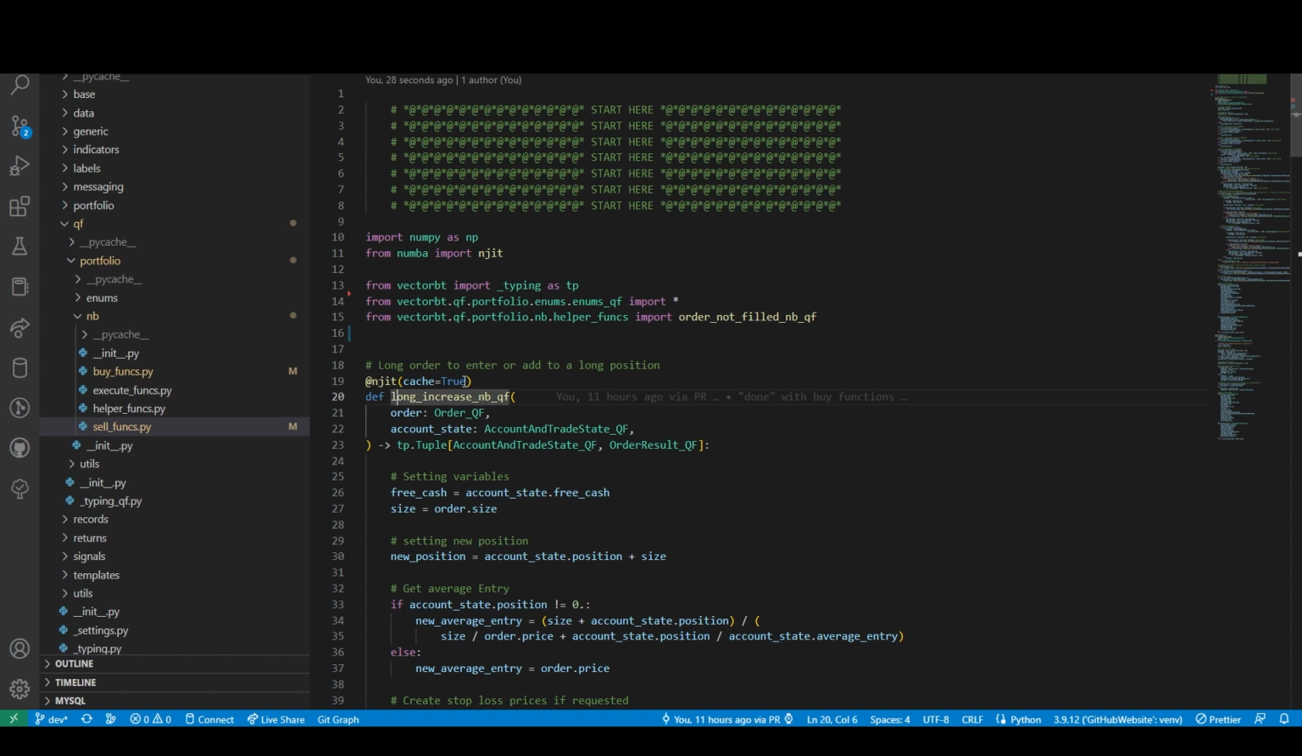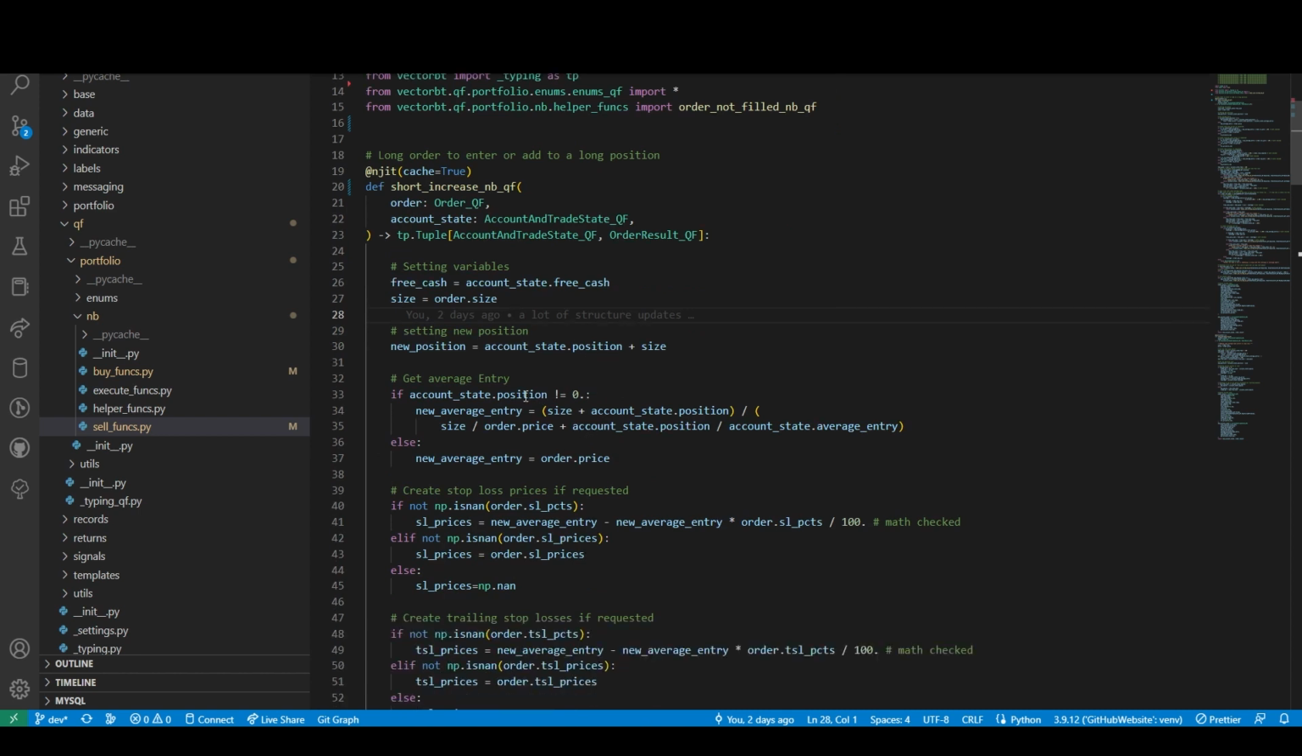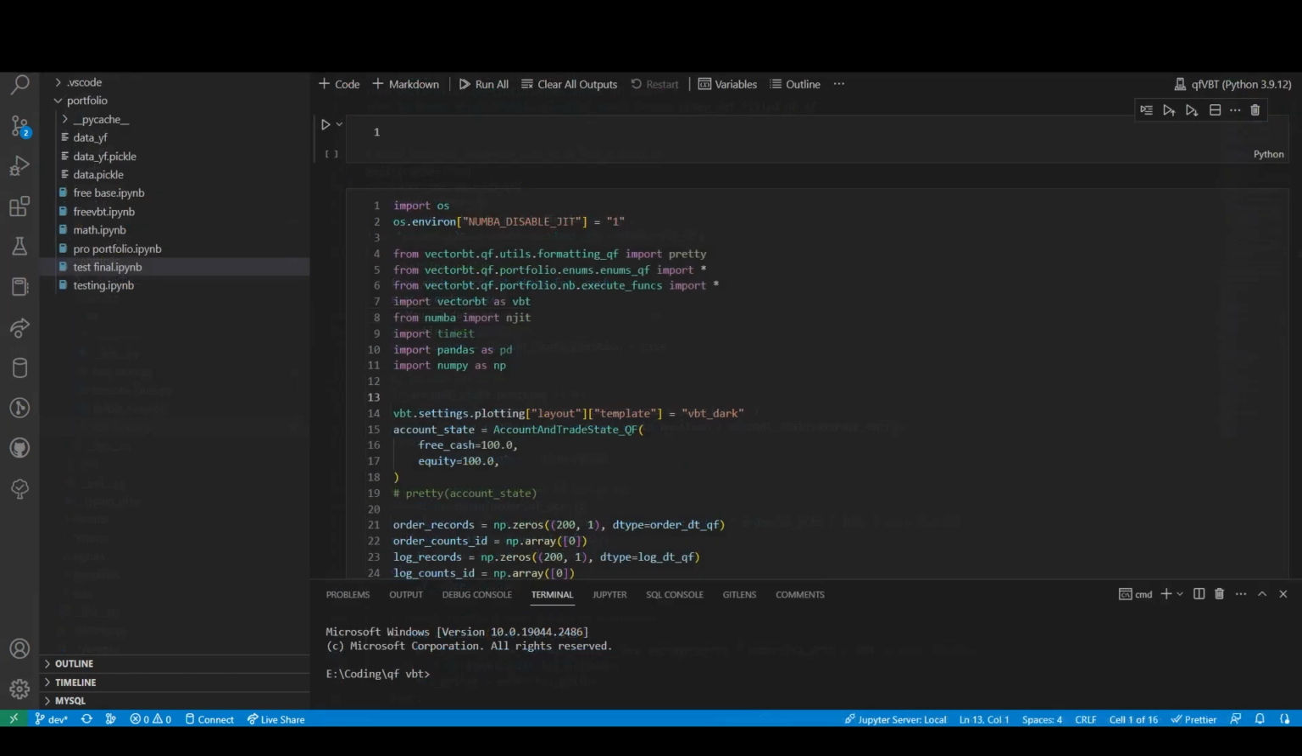Alright, so we gotta name this short increase. So here, the new average entry. We're gonna have to do some math here. Our favorite math. So let's switch back over to this.